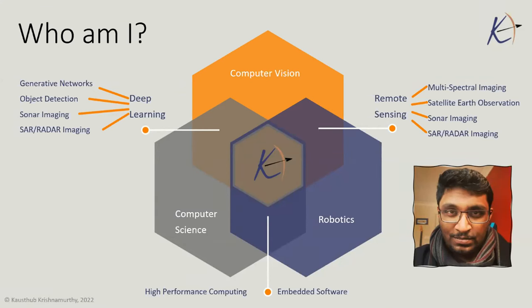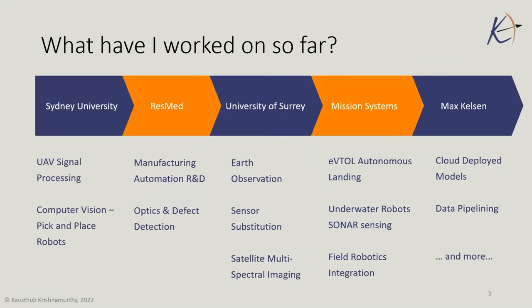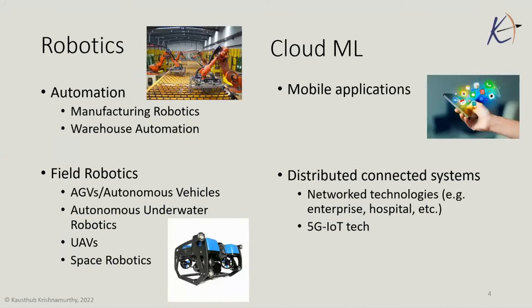What I've worked on in the past includes signal processing drones, GIS signal processing, optics and defect detection in the manufacturing environment, Earth observation, satellite multispectral imaging, and a lot of different kinds of autonomous vehicles, whether that's autonomous landing for aircraft that fly themselves or underwater robots that can't see with anything other than essentially sonar, right? And of late, I've been looking more into cloud deployed models and data pipelining using cloud infrastructure.